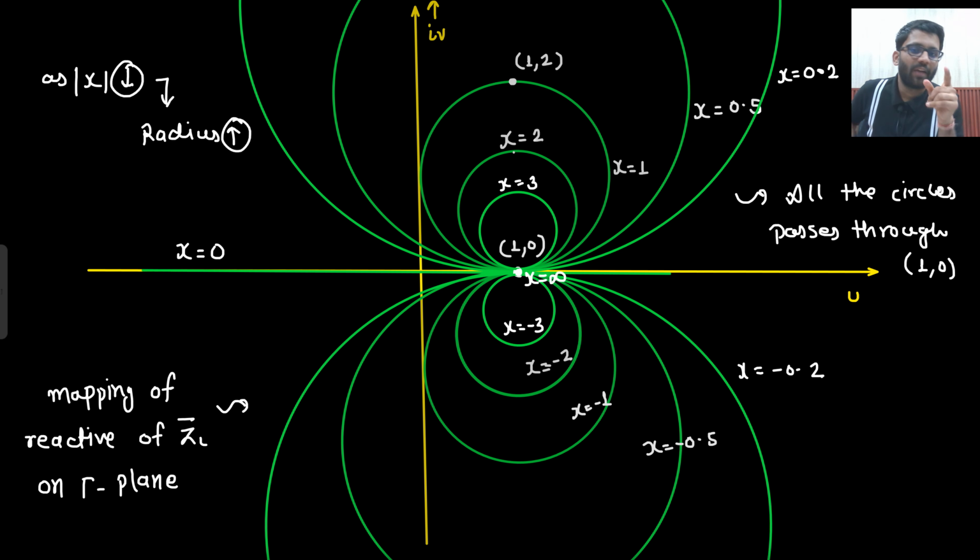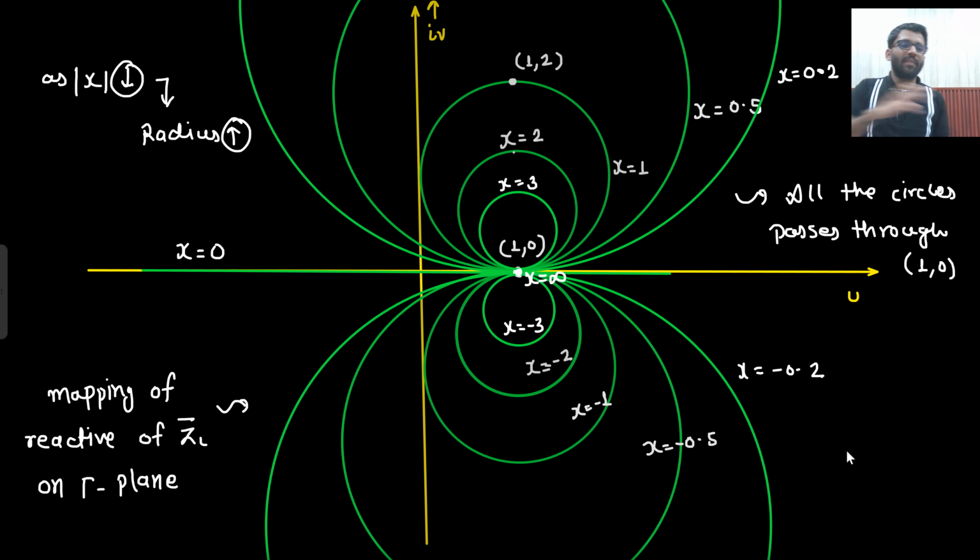Are you getting this point? And what are u and jv? U is the real part of your gamma L and v is the imaginary part of your gamma L, where gamma L is equal to u plus jv. Is that clear to you? So we have done the mapping of the resistive part and reactive part of ZL dash on the complex gamma plane.